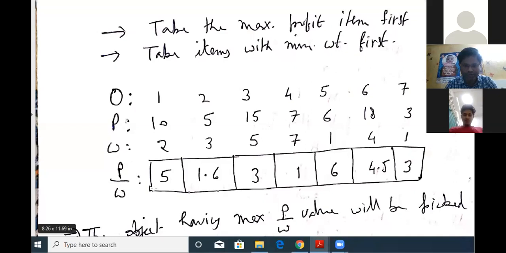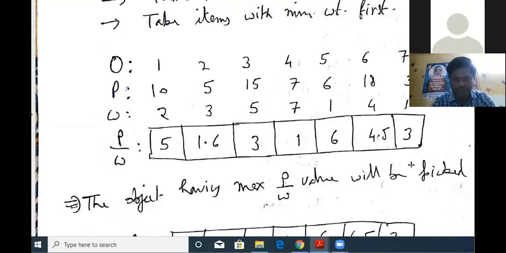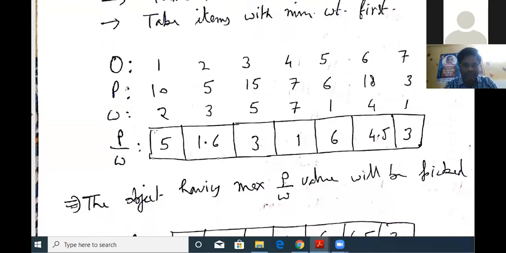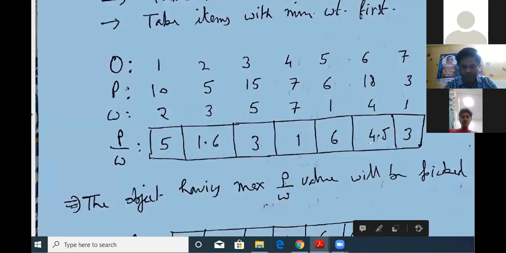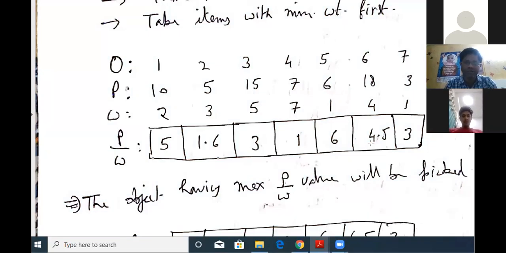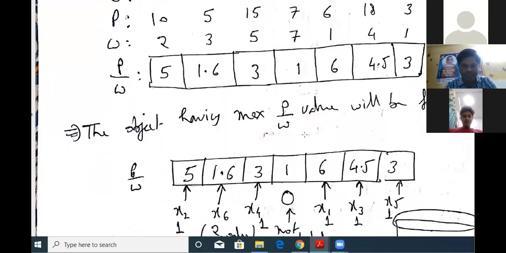So we are going to calculate the values. P by W for this item, 10 by 2 is 5, 5 by 3 is equal to 1.6, 15 by 5 is equal to 3, 7 by 7 is equal to 1, 6 by 1 is equal to 6, 18 by 4 is equal to 4.5, and 3 by 1 is equal to 3. This way we calculate the profit to weight ratio, and now our objective is to maximize these values, and on the basis of these values we have to pick the items from the list and place them into the knapsack. Let us see how to do this in the next step.